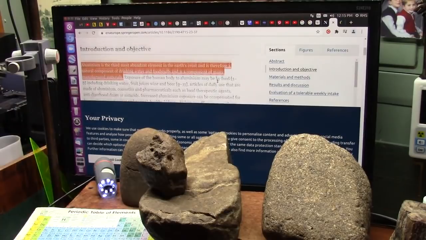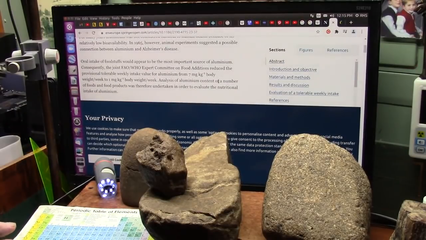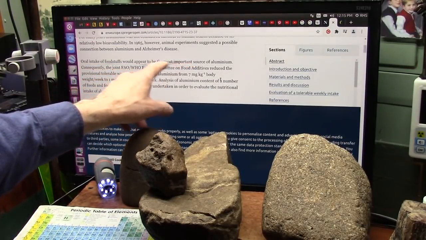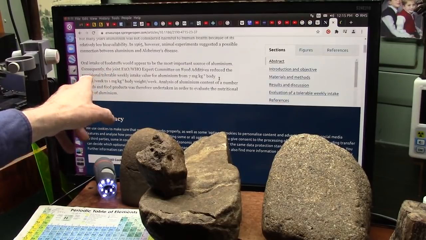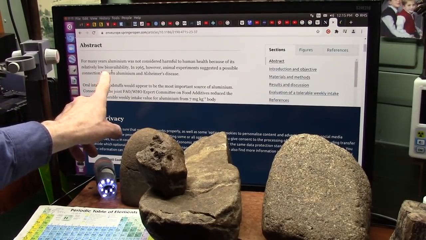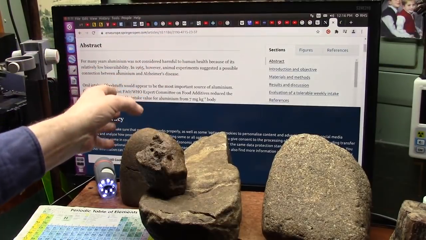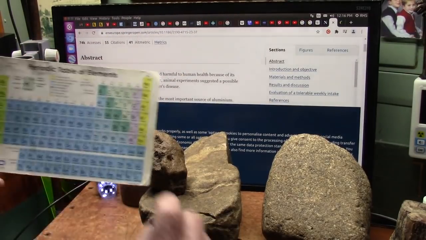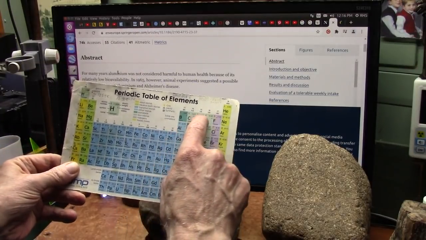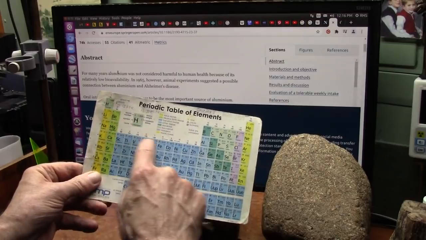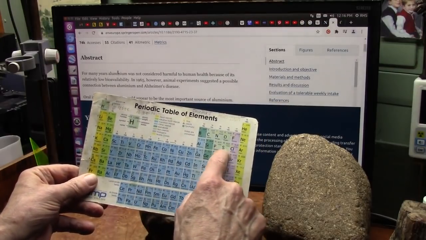Aluminum apparently does not attach to other things, because it says oral intake would appear to be the most important source of aluminum, blah, blah, blah. But it says it's relatively low bioavailability. That means it doesn't interact in your body. They don't think. But apparently, it is extremely reactive to these different molecules, or atoms, that are right down in this range.